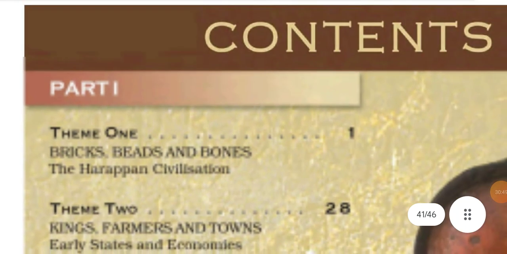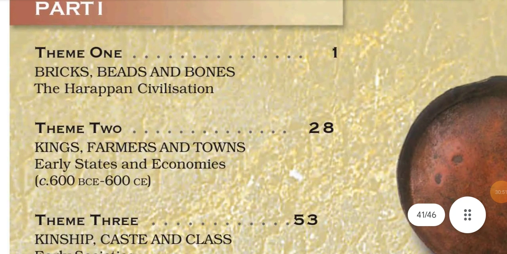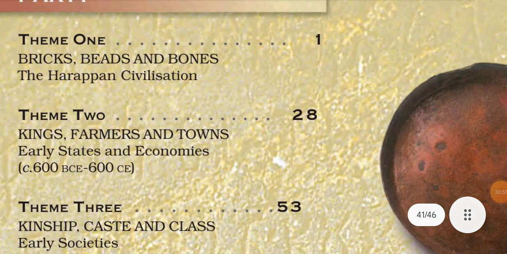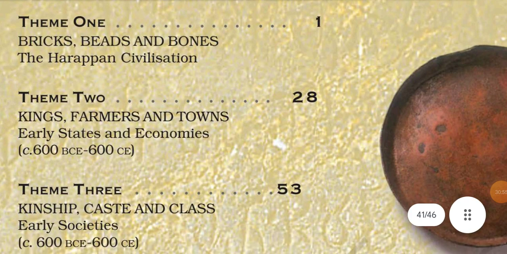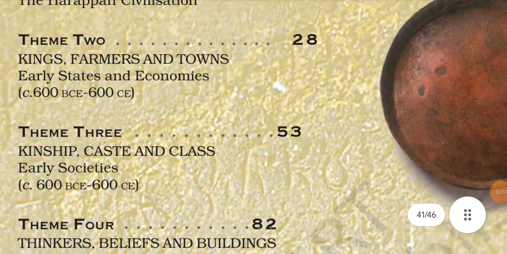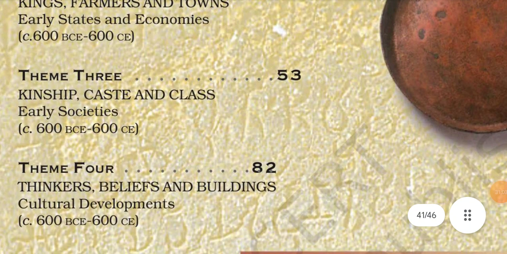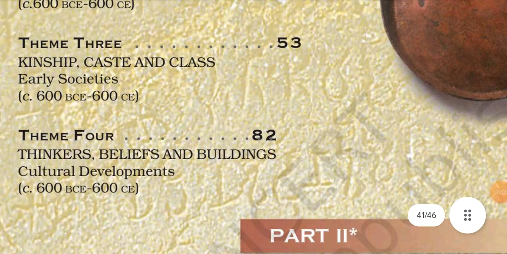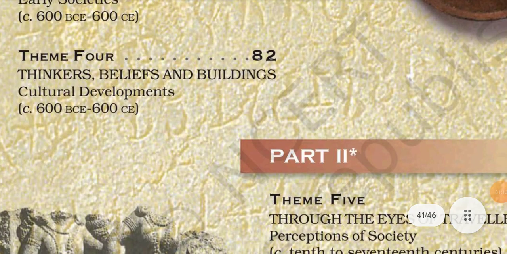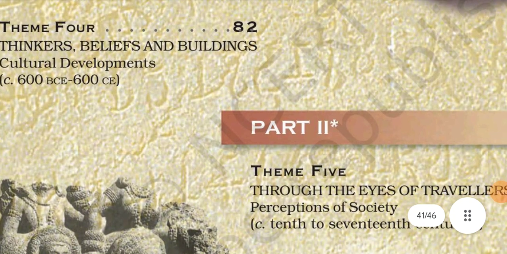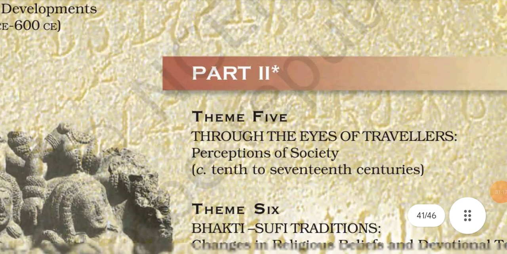Contents. Part 1. Theme 1: Bricks, Beads and Bones: The Harappan Civilisation. Theme 2: Kings, Farmers and Towns: Early States and Economies, c. 600 BCE to 600 CE. Theme 3: Kinship, Caste and Class: Early Societies, c. 600 BCE to 600 CE. Theme 4: Thinkers, Beliefs and Buildings: Cultural Developments, c. 600 BCE to 600 CE.